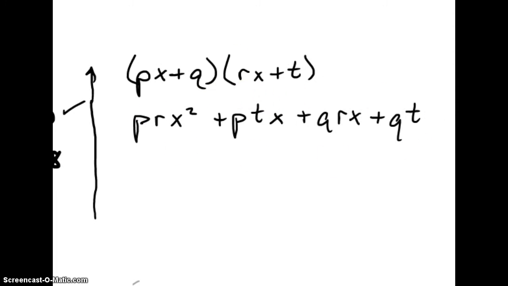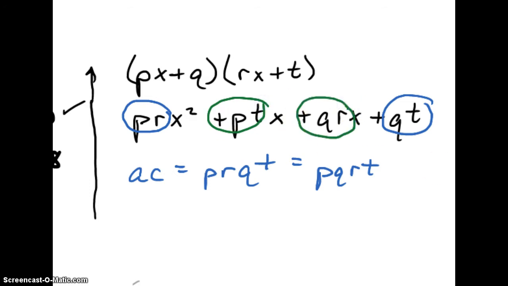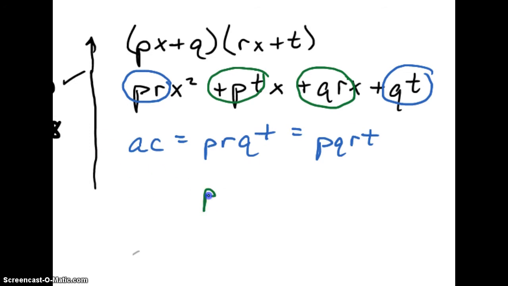We expanded this out. If we take our a term, which is the thing that's being multiplied by the x squared, and we take our c, our constant, and we multiply those together, AC will give us PR times QT. Or if I put those in alphabetical order, PQRT. Now the next thing I want to see is that if I multiply this times this, the coefficients on my two x terms, I get PT times QR, which is the same thing as PQRT.